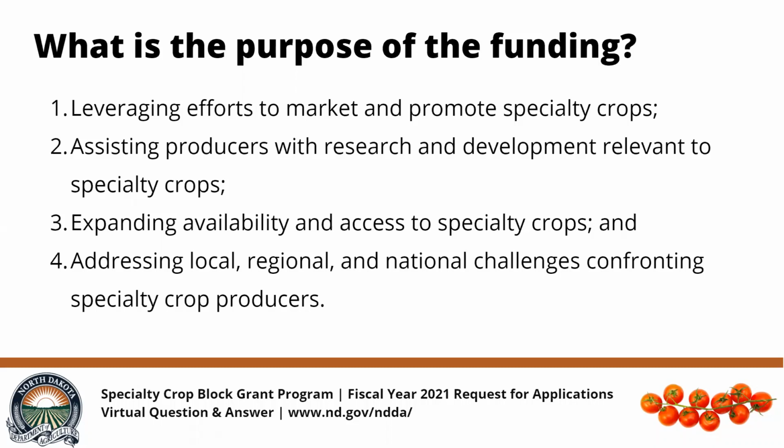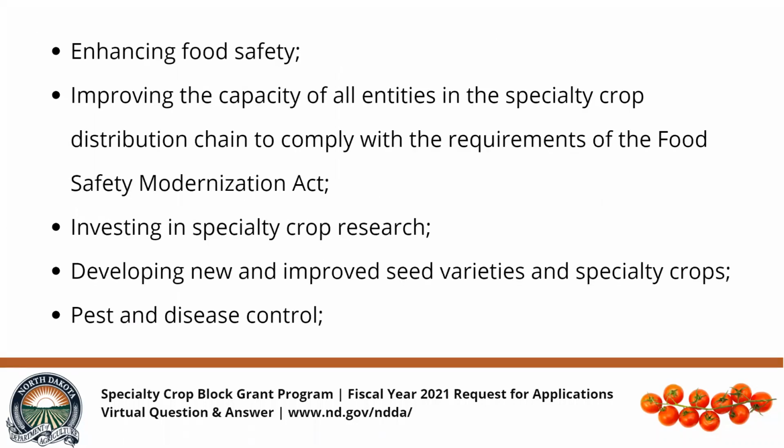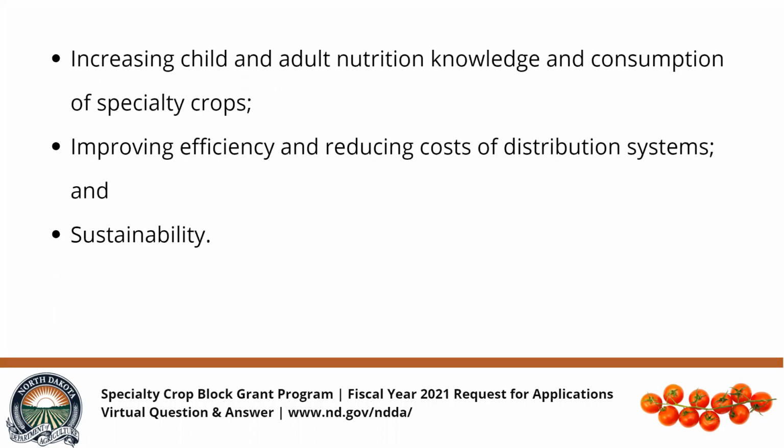With the four eligible purposes, the types of projects supported by the Specialty Crop Block Grant Program vary. However, successful projects will fit within one of the following 8 categories: enhancing food safety, improving the capacity of all entities in the specialty crop distribution chain to comply with the requirements of the Food Safety Modernization Act, investing in specialty crop research, developing new and improved seed varieties and specialty crops, pest and disease control, increasing child and adult nutrition knowledge and consumption of specialty crops, improving efficiency and reducing costs of distribution systems, and lastly, sustainability.